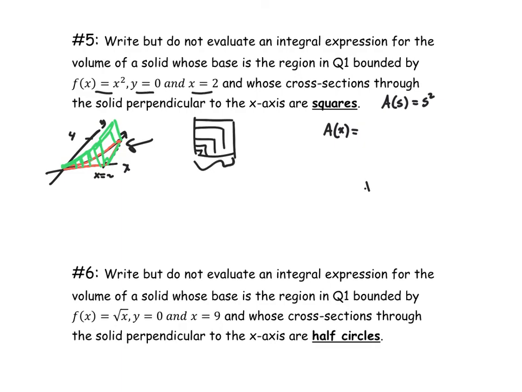Well, that side would be the distance from the x-axis up to the function. So that's going to be f of x. And the height, if they're squares, will also be f of x. So s in this case equals f of x. All right, so in terms of x, I would have x squared as s, and s squared gives x to the fourth. So my area function is x to the fourth.